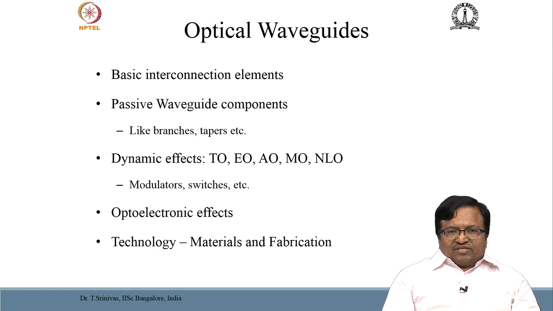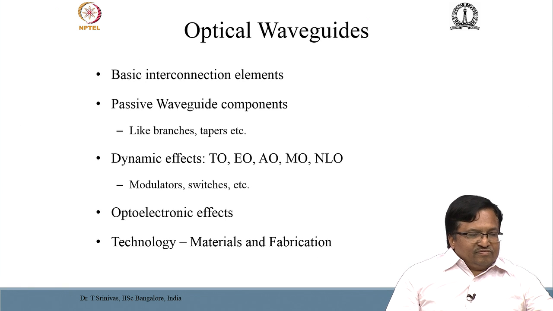So, the dynamic effects include the thermo-optic effect, the electro-optic effect, the acousto-optic effect, the magneto-optic effect and many nonlinear optical effects. So, typical devices are the modulators, switches, polarizers and so on. Of course, there are a lot of optoelectronic effects where electrons play an important role. We can control the properties of the materials by changing the electronic properties. The optical properties can be changed with electronic properties of the device and the materials. And finally, of course, the technology is the most important element in the development of this technology. We need to consider the various materials and fabrication technologies involved in fabricating these devices.